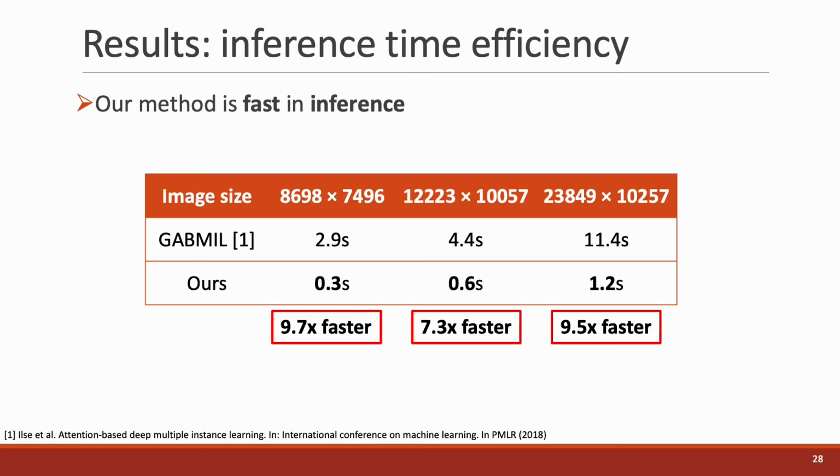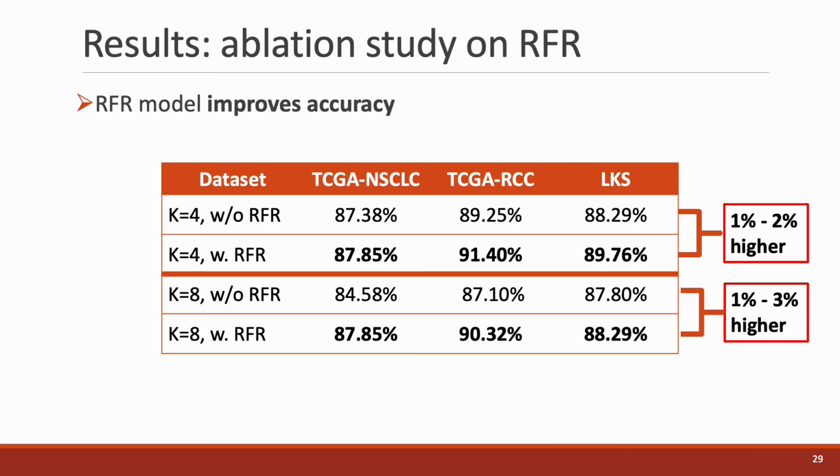Our method is not only accurate but also fast. We compare the inference speed of our method to a popular multiple instance learning-based method, Gambio. We are 7 to 10 times faster on whole slide images of 3 typical sizes because we avoid tiling the images. An ablation study on the IFR model shows that it improves accuracy by 1 to 3%.